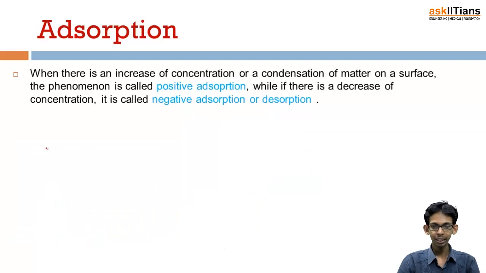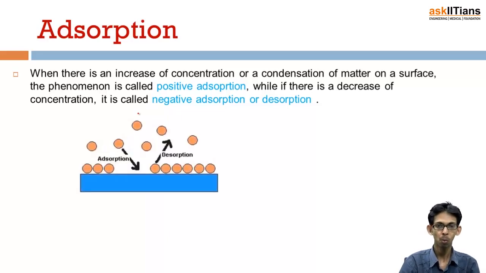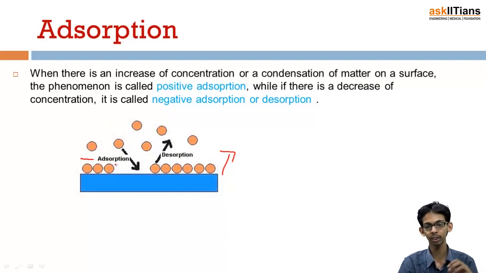When there is an increase in concentration on the surface, it is called positive adsorption, and if there is a decrease in concentration, it is called negative adsorption or desorption. When molecules are attached on the surface, this attachment is called adsorption, and when the attached molecules are released again, it is called desorption. So these are two opposite processes: the attachment of molecules on the surface is adsorption or positive adsorption, and the release of molecules from the surface is negative adsorption or desorption.